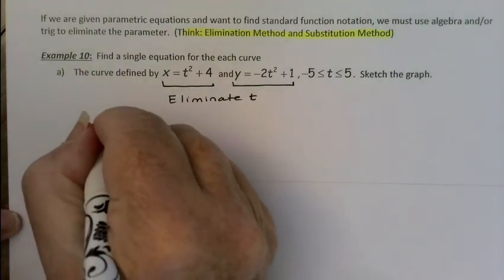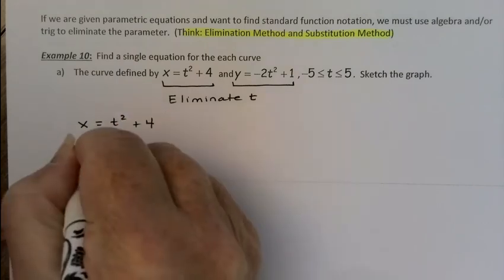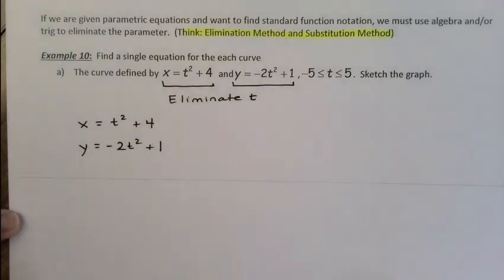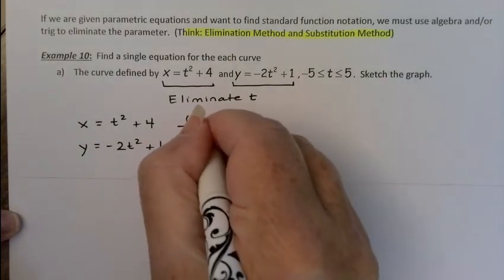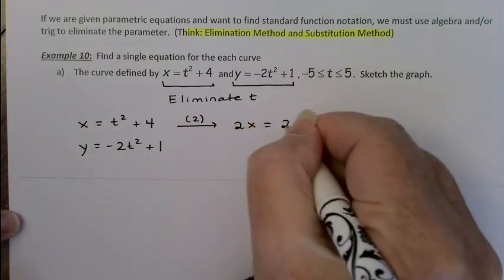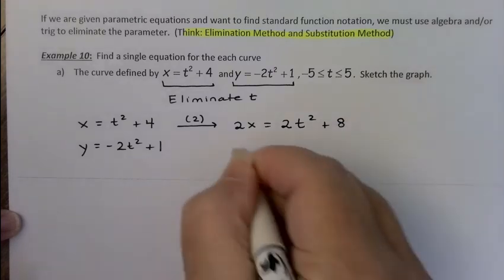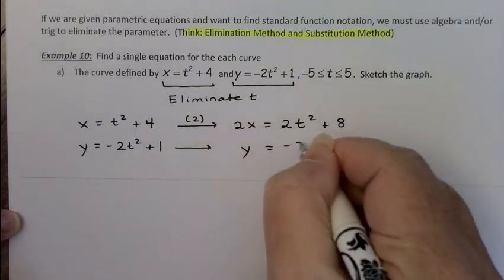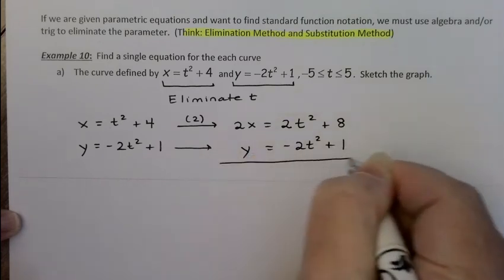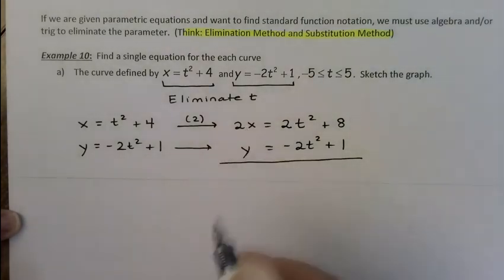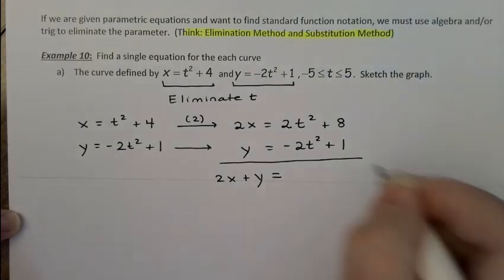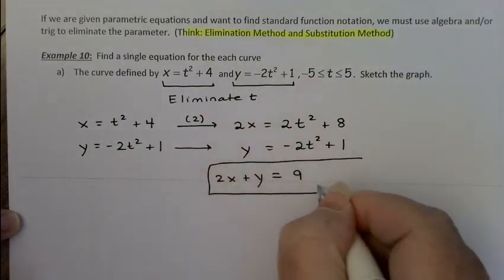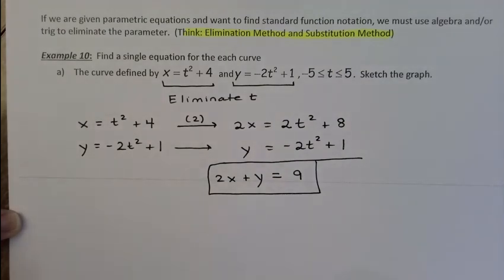So let's see here. I have x equals t squared plus 4, and y is negative 2t squared plus 1. In this case, I can see that it would be fairly easy to get the t squared terms to cancel if I just multiplied the top equation by 2. So that's what we're going to do. 2x equals 2t squared plus 8. And then we'll keep the bottom equation the same. If I now add those together, the left-hand side is 2x plus y. And on the right-hand side, by design, the t squareds are eliminated, and I just get 9. So there's the equation in its xy form.